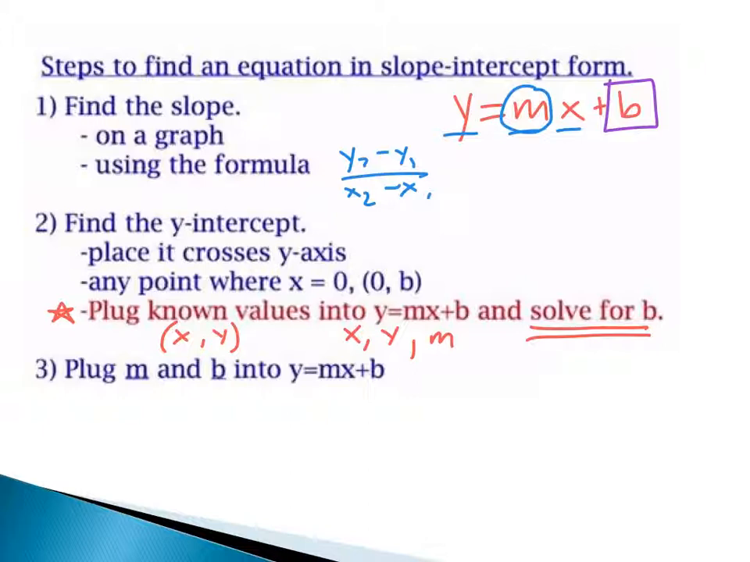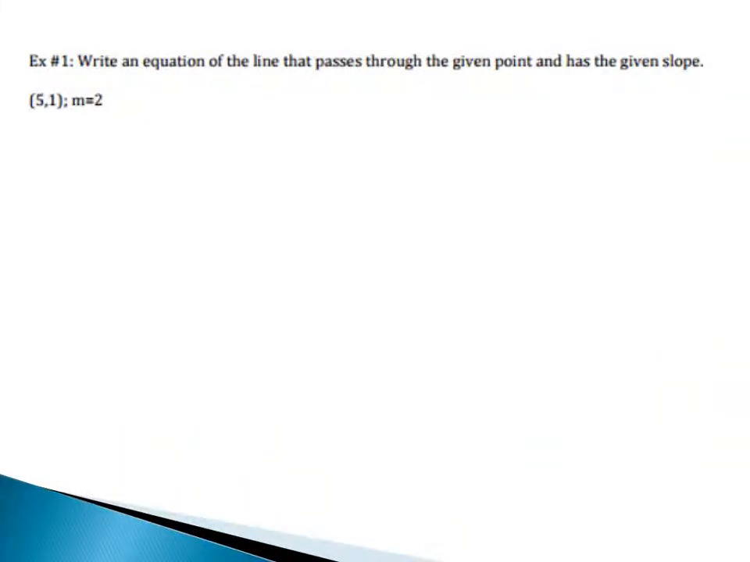So what you're going to do is simply plug in a value of y and x, plug in your slope, and solve for b. Once you find b, the last step again is to plug everything in and you'll have your equation. So let's take a look at our first example.